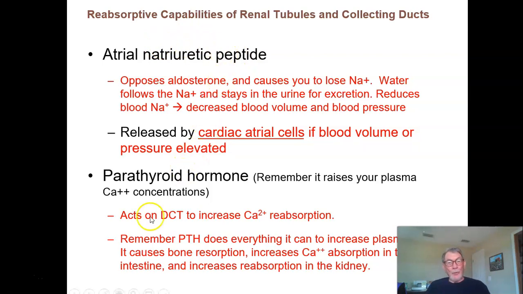And parathyroid hormone will act on those distal tubule cells in particular and increase the reabsorption of calcium. Remember, parathyroid hormone increases plasma calcium. You take it out of the bones, you absorb more at the gut, and you also reabsorb more in the kidneys. It does everything it can to raise calcium.